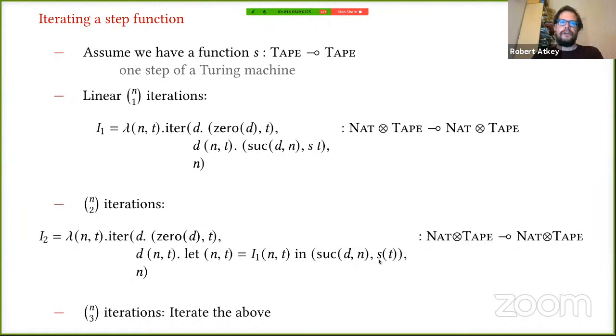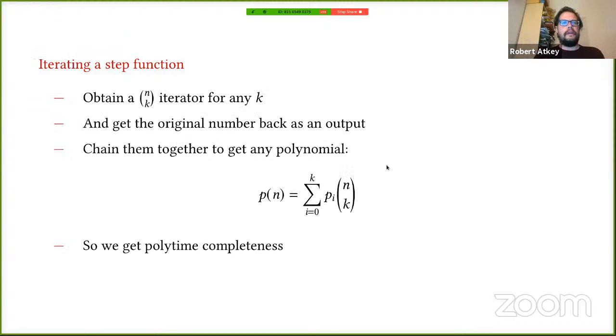And then we can do the same trick again to get n choose 3, just by nesting this I2 inside an iterator. And then we can do the same trick again to get n choose 4, and so on. And if we iterate this, we can obtain an n choose k iterator for any k. And again, we get the original number back as an output.